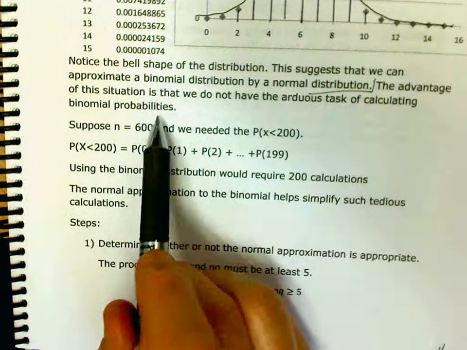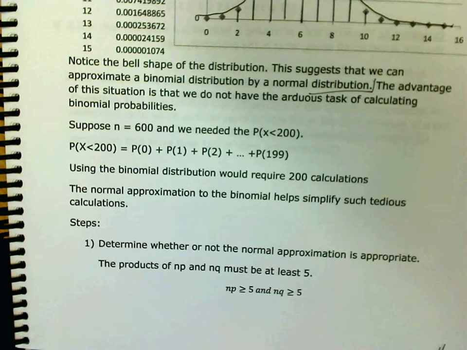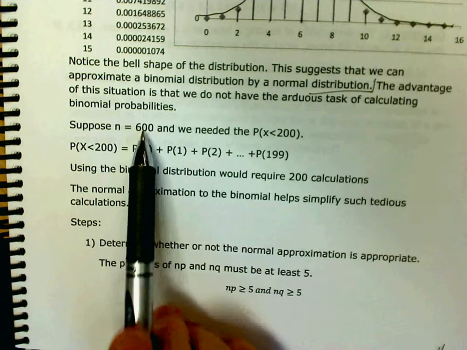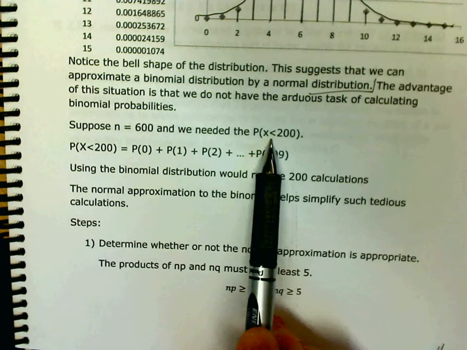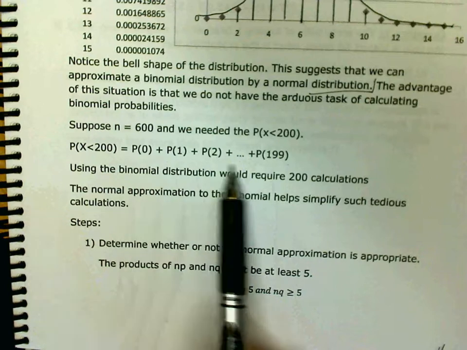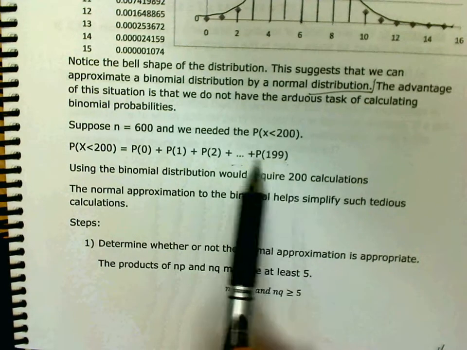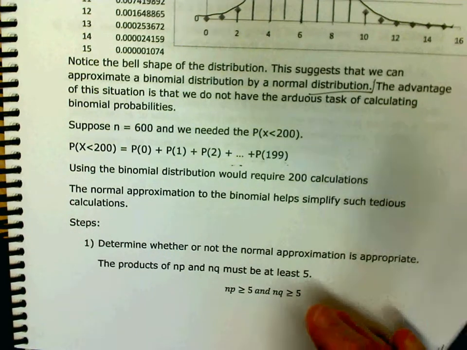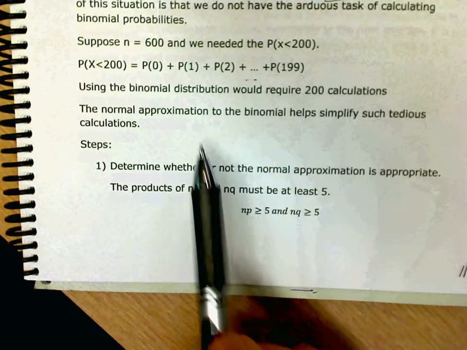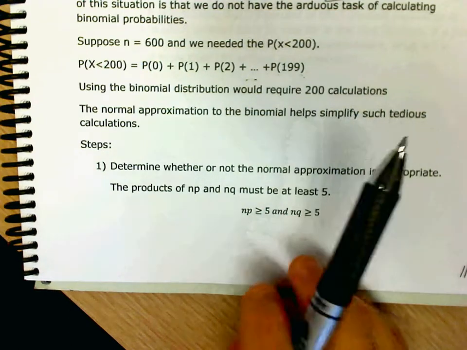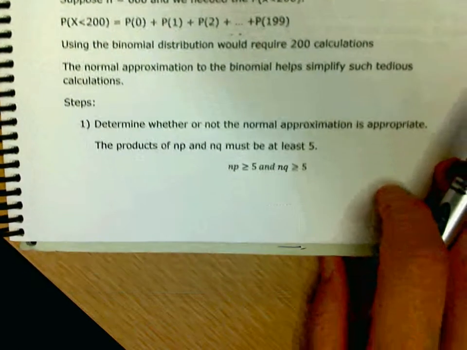If you only have to do one or two calculations, then by all means use the binomial. But suppose you have 600 trials and you need the probability that x is less than 200, then you have to do 200 calculations. We don't like that. It's too much work. The normal approximation to the binomial helps us simplify such tedious calculations.